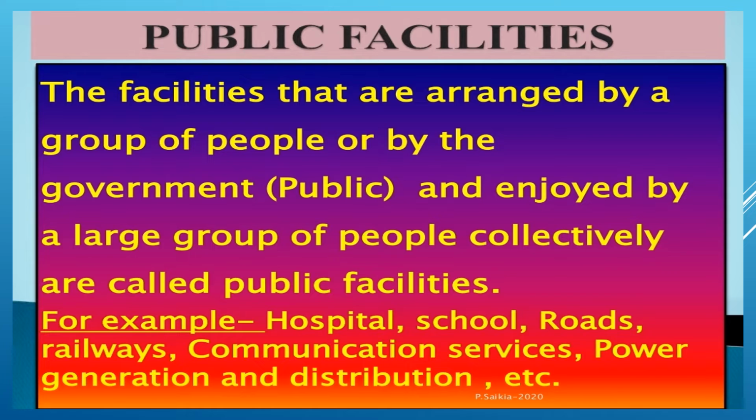Now we come to public facilities, where once again on page 11 in your textbook, we are talking about the same question. Money in your pocket cannot buy all the goods and services that you may need to live well. And so they tell you the facilities are arranged by a group of people or by the government. The government is the body that is going to give you public facilities. And the government does this for the collective good of the people. Therefore, it is called public facilities.